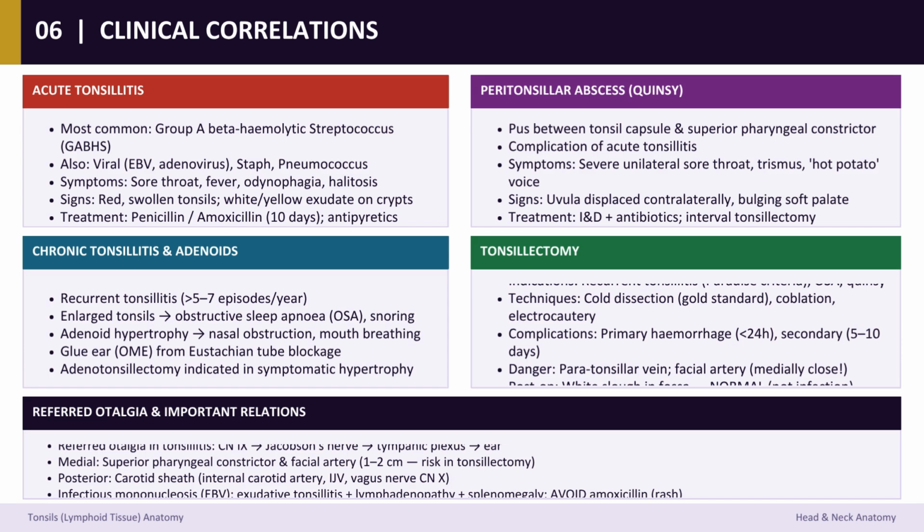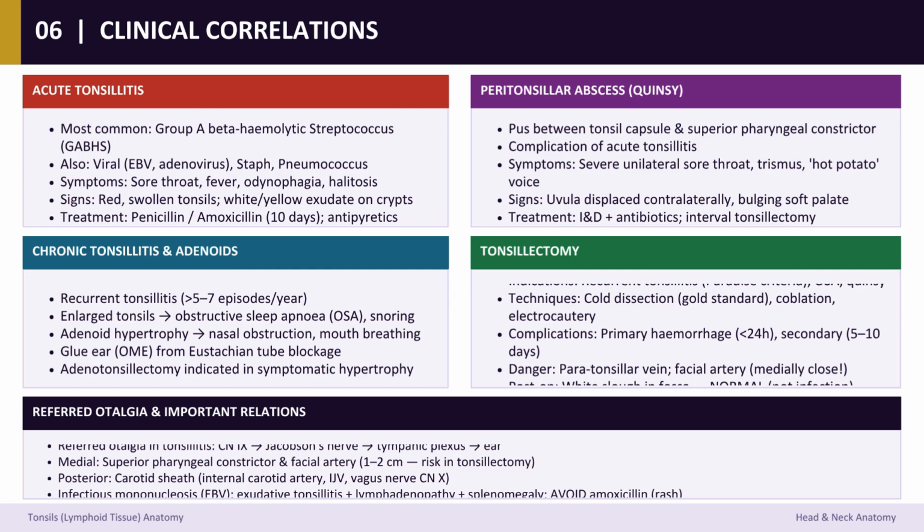Tonsillectomy technique: cold dissection, gold standard, coblation, and electrocautery. Here we mainly do the electrocautery. Complication: primary hemorrhage within 24 hours, secondary 5 to 10 days. Danger: paratonsillar veins, which cause major bleeding, and then the facial artery, because it is very close to that area.